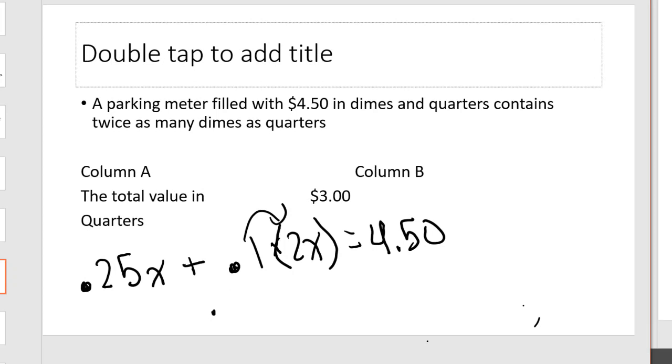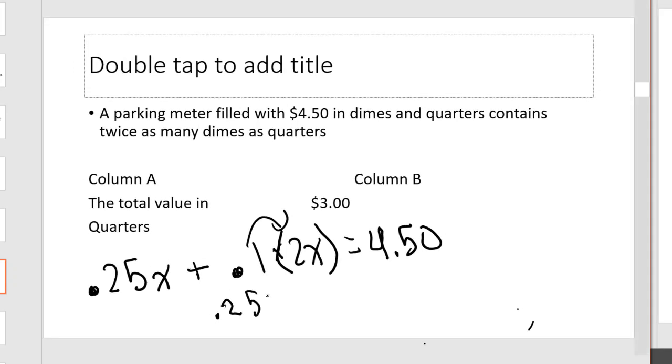So I have 0.25X plus 0.2X is equal to $4.50. If you want to see my work, I did it right there. Let me see if I can flip the screen. Nope, can't flip the screen. I don't know if you can see that, but essentially, I have 0.25X plus 0.2X equals $4.50.